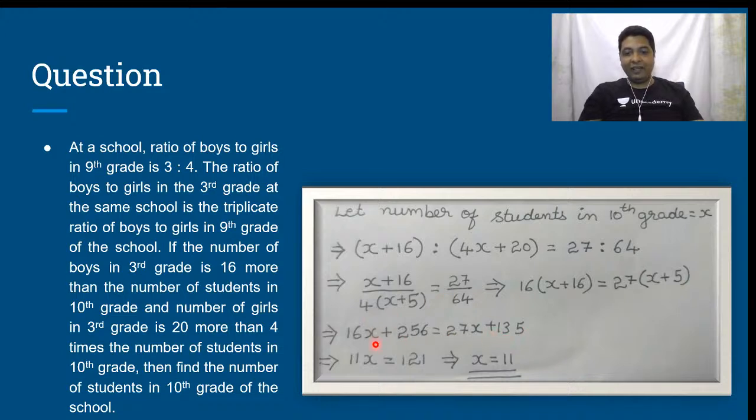27x minus 16x, which is 11x, is equal to 256 minus 135, which is 121. 11x is 121, means x is equal to 121 by 11, which is nothing but 11. Therefore, how many students are there in the 10th grade at that school? There are 11 students in the 10th grade at that school. Is that clear?